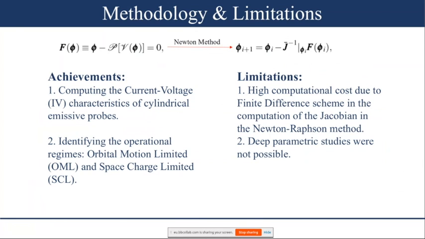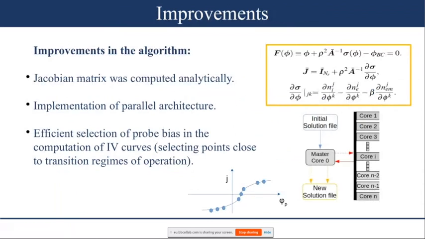Using this code, the current-voltage characteristics of a cylindrical emissive probe could be computed, and different operational regimes could also be identified. However, this approach had a drawback, which was high computational cost, mainly due to the computation of the Jacobian matrix in the Newton method by finite difference. As a result, deep parametric analysis also was not possible.